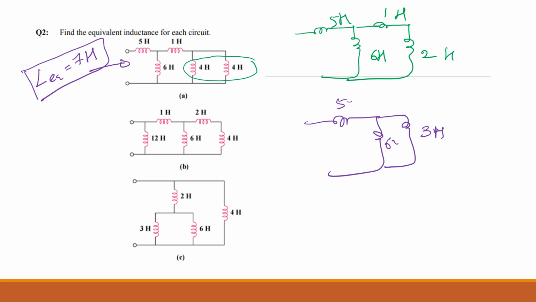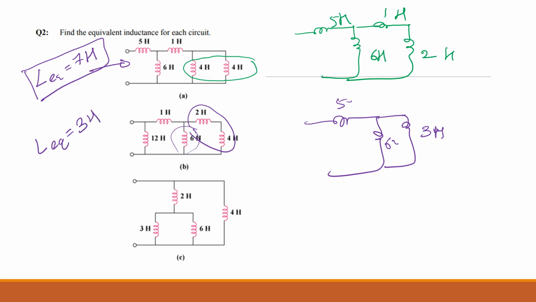What did you get for the LEQ? These two are in series, then that one will be in parallel with this one, then it is again series and parallel, so this will be 3 henries. Is that right?